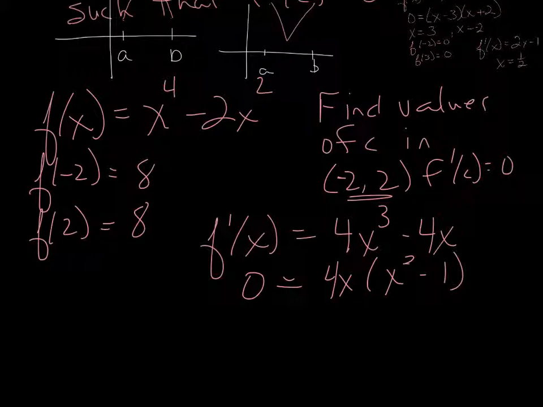Okay, so what values would give me a derivative of 0? X squared equals 1, so x equals 1, x equals 0, and x equals -1. Right. Okay. So those are the three values in the interval for which the derivative equals 0. So you don't have to have just one. You can have more than one.